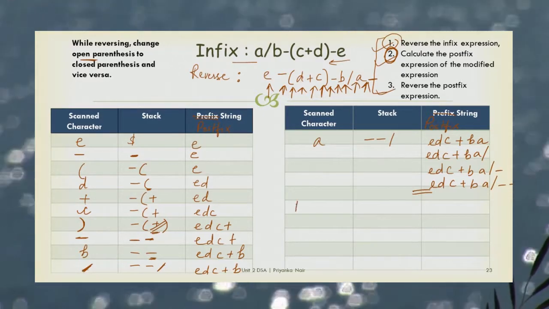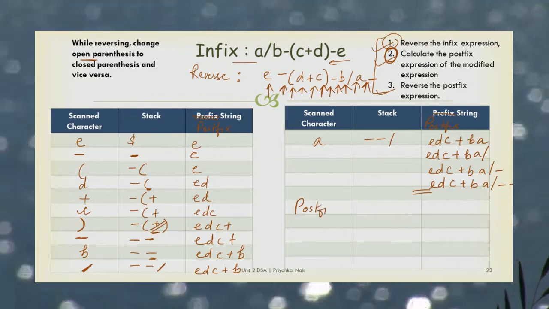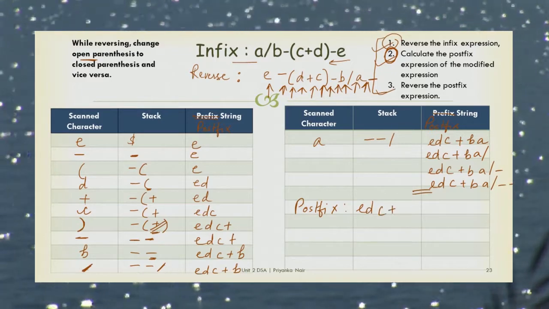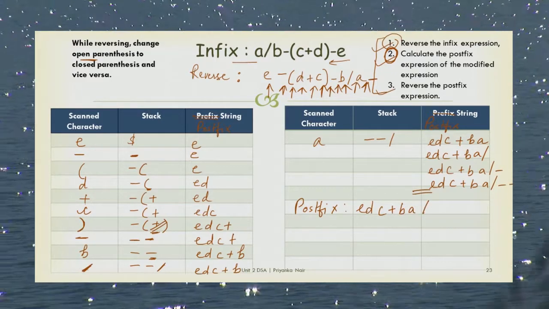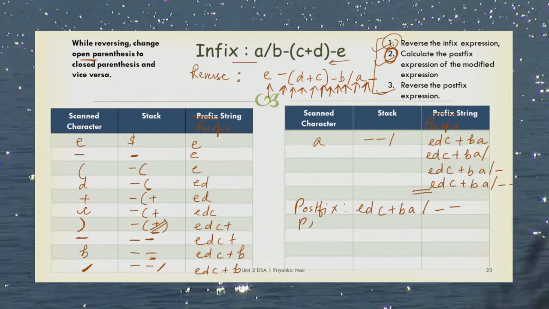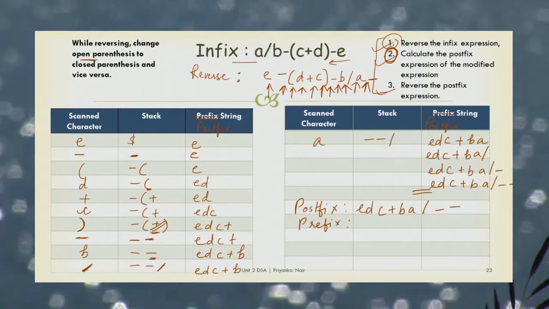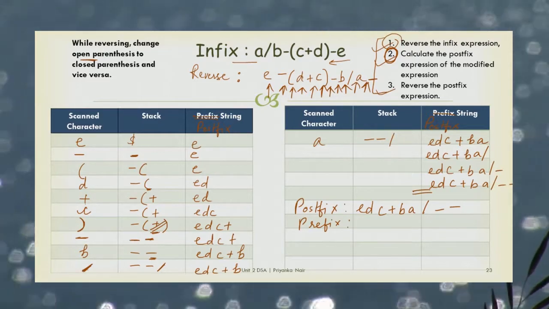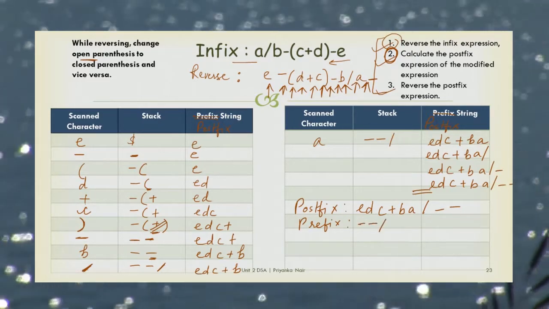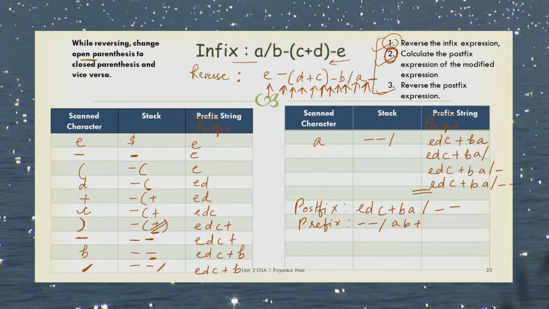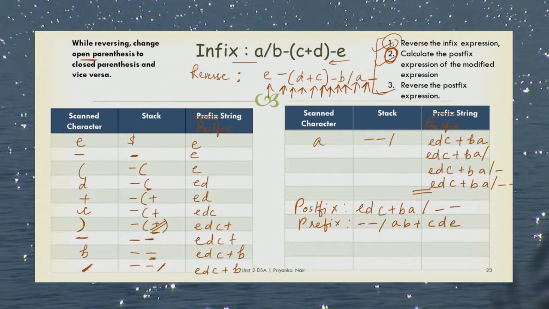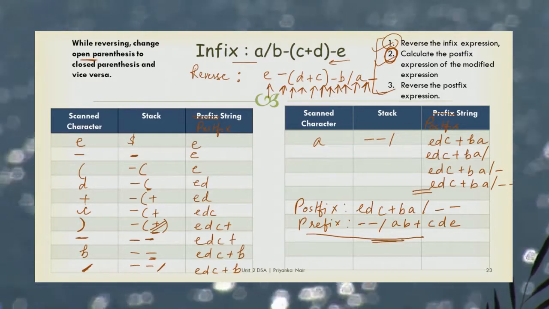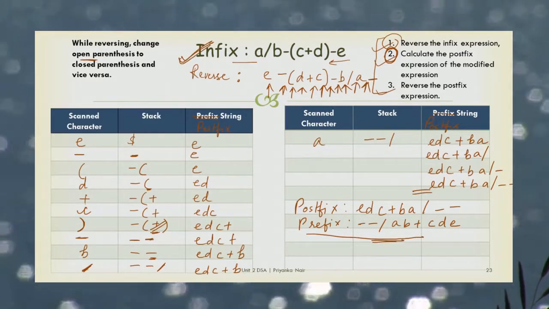So I'll just write down. The postfix expression that I have received here is EDC plus BA divide minus minus, and when I have to convert it into prefix, I just need to reverse it, that is minus minus divide A B plus C D E. Now this becomes the prefix expression of the given infix expression.